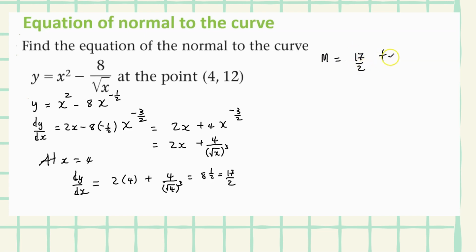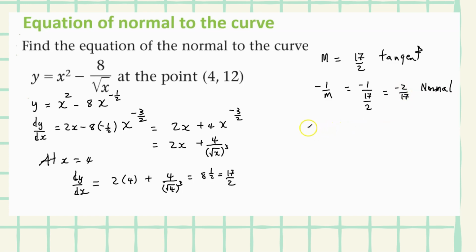For the normal, we would have minus 1 over m for the tangent, and that would be minus 1 over 17 over 2, which is the same thing as minus 2 over 17. So the gradient of the normal is minus 2 over 17.